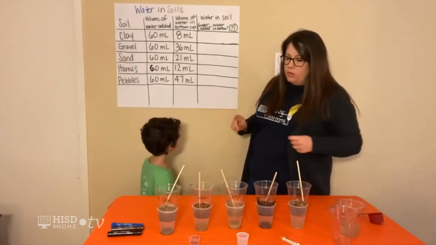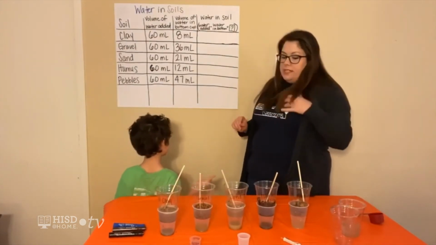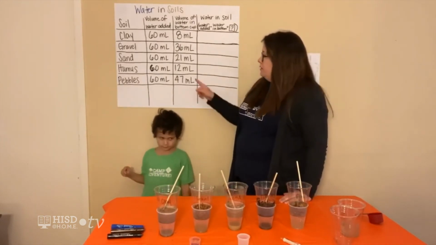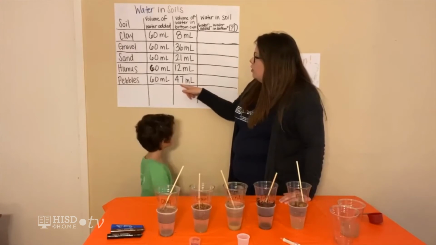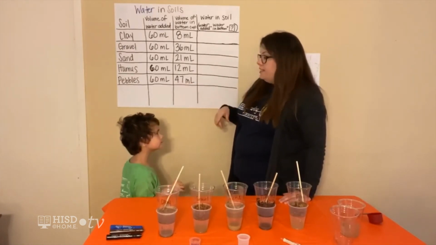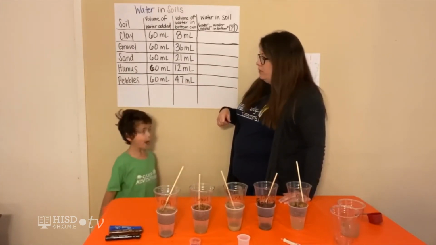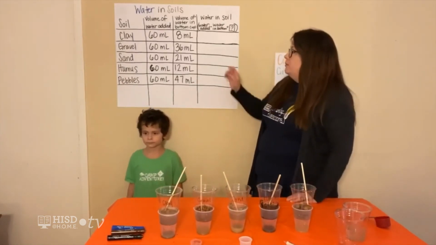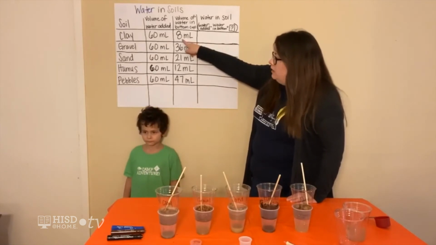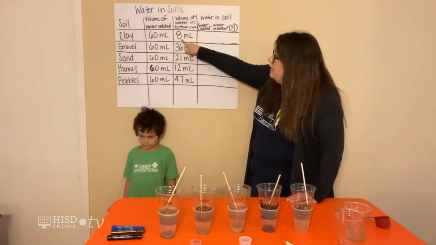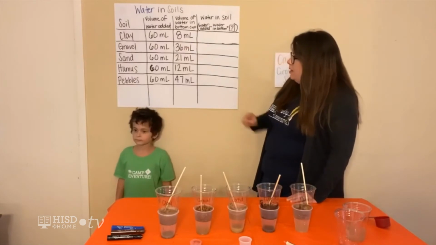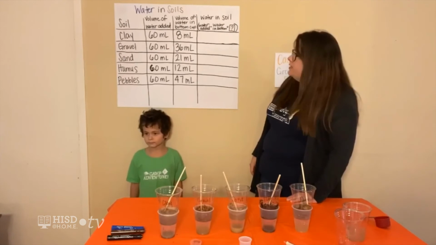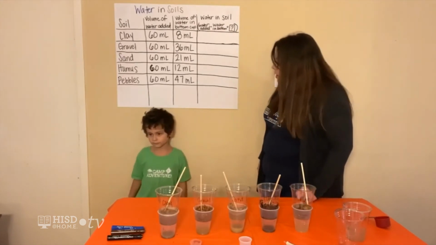So Maxwell, when you looked at these with your eyes, you said that which one had the most water in the bottom? The pebble. The pebble. So look at our numbers here. Is 47 our greatest number up here? Mm-hmm. All right, so your eyes were pretty good with that one. You said that clay had the least amount of water in the bottom. So we had 8 milliliters for clay. So Maxwell, is clay the one that had the least amount of water in the bottom? Is that our smallest or lowest number? Mm-hmm. Yep. All right. So Maxwell, you made some pretty good eyeball predictions.